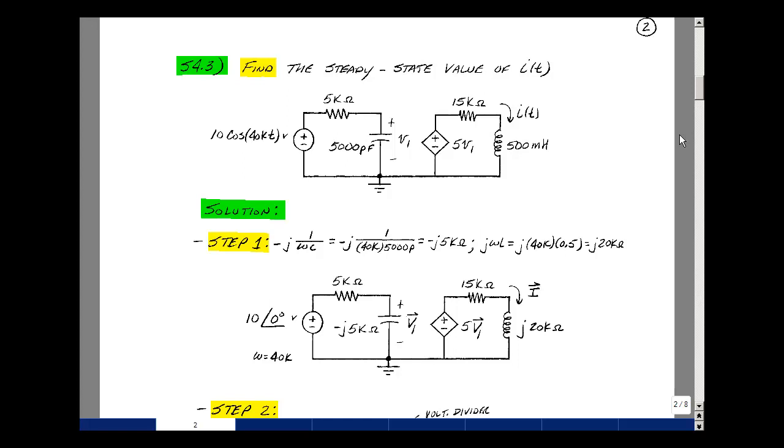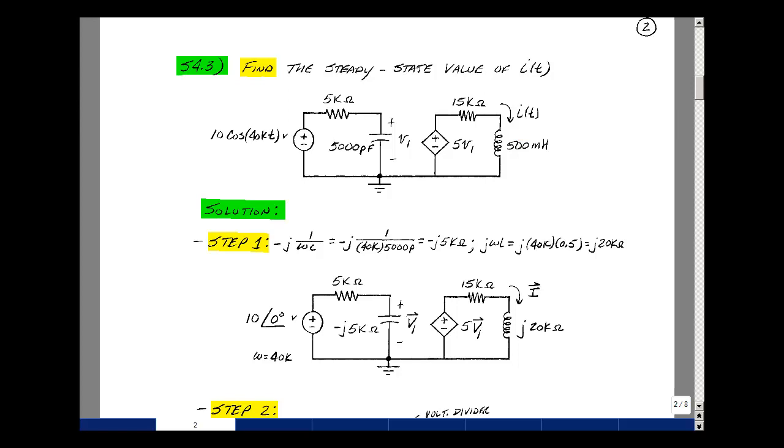This lesson deals with supplemental problem 4.3. You can find this problem in the course ebook in the Chapter 4 Supplemental Problems on page 2. Given the circuit with a voltage source and a voltage-controlled voltage source, can you find this current I of t in steady state? Let's use our three-step algorithm.